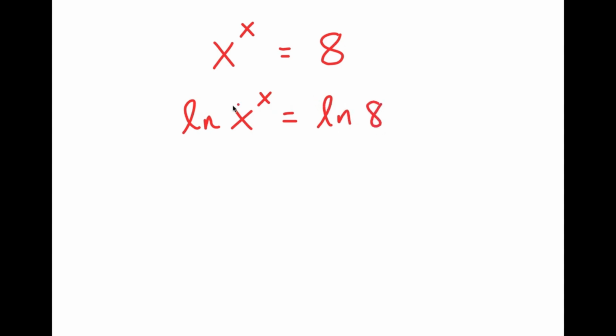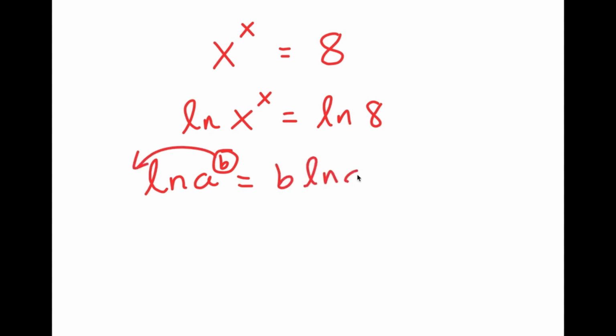A helpful property of logarithms is that if I have something in the form ln a to the power of b, I can move this exponent to the front, so this turns into b times ln a. In this case, I have ln x to the power of x, and I can move x to the front. So now I get x times ln x is equal to ln 8.